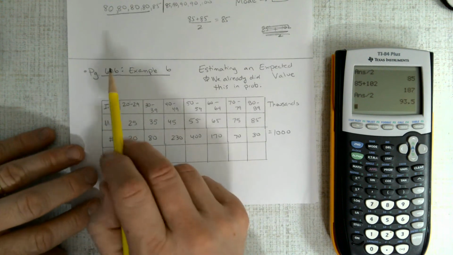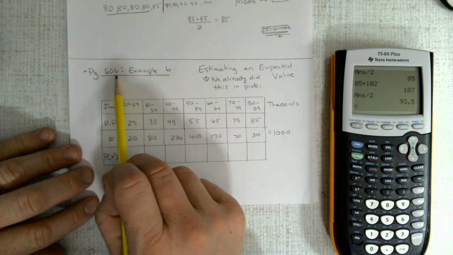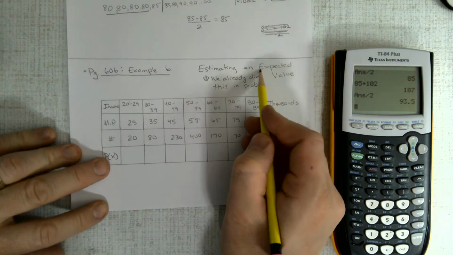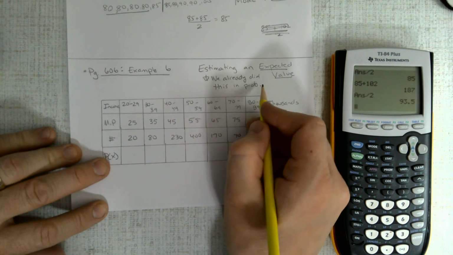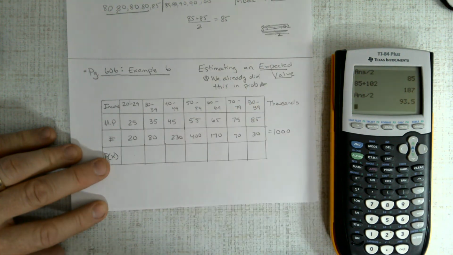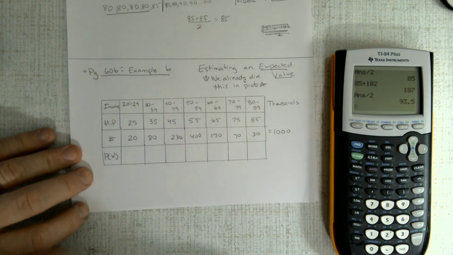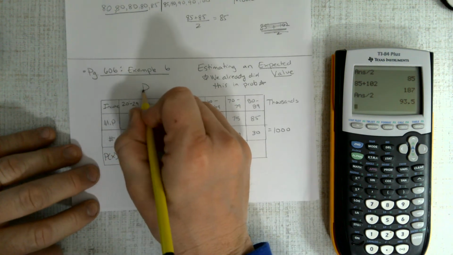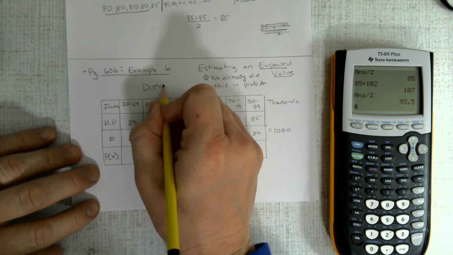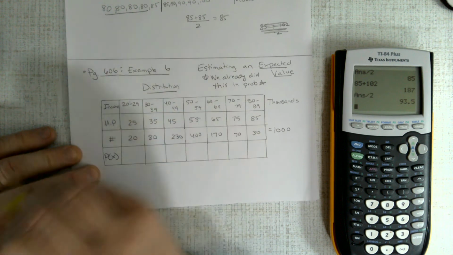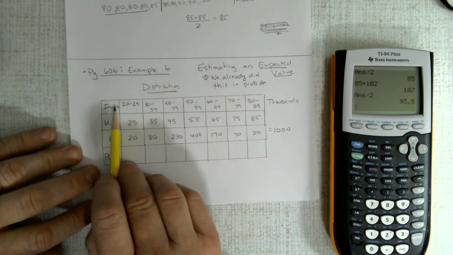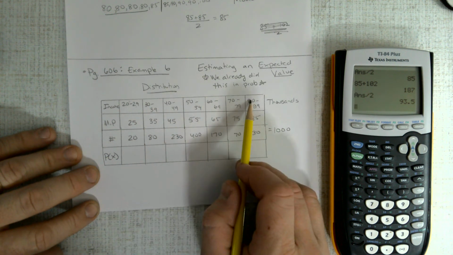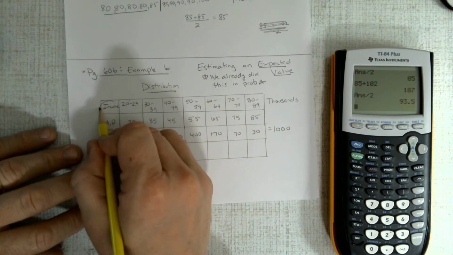Alright, one more example here. Example 6, page 606. This is called estimating an expected value. And actually, we've already done this before. This is exactly the same thing we did in the probabilities chapter. We have a chart here that shows the income distribution. Again, that's what we've been working on, distributions. How our data is distributed. And some people made 20 to 29,000, some people made up to 80 to 89,000, but it gives the income that people made.